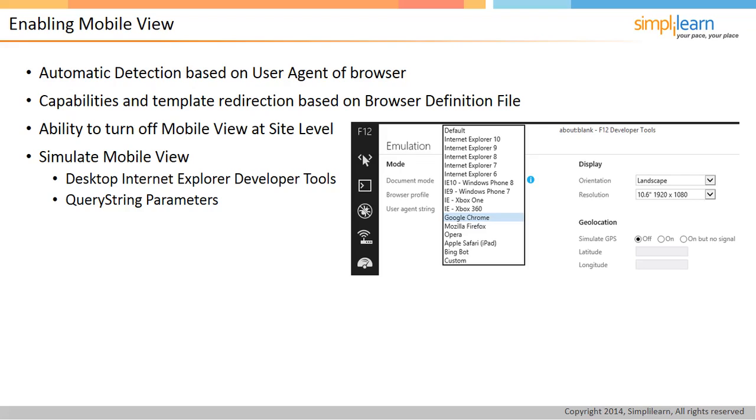You can also use the display properties of orientation, which has landscape or portrait as options, and resolution to change the way the page is displayed to simulate many different combinations of browser, screen size, and orientation.